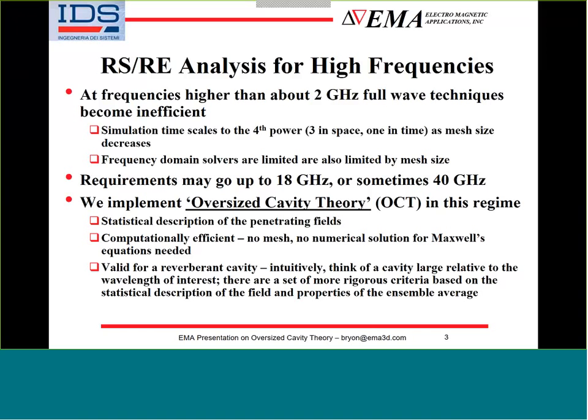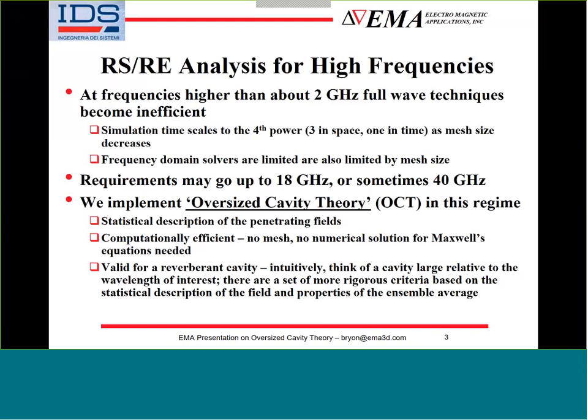So the requirements might go up to 40 gigahertz in some cases, and this is also in the regime of OCT. The oversized cavity theory provides a statistical description of penetrating fields. It's very computationally efficient. There's no mesh and there's no numerical solution to Maxwell's equations. Very broadly speaking, it's valid for a reverberant cavity. You can think intuitively of a cavity large relative to the wavelength of interest. We'll show an example during the demo where we find a regime where it's not valid. That's one of the nice things about this tool, that it checks that validity.